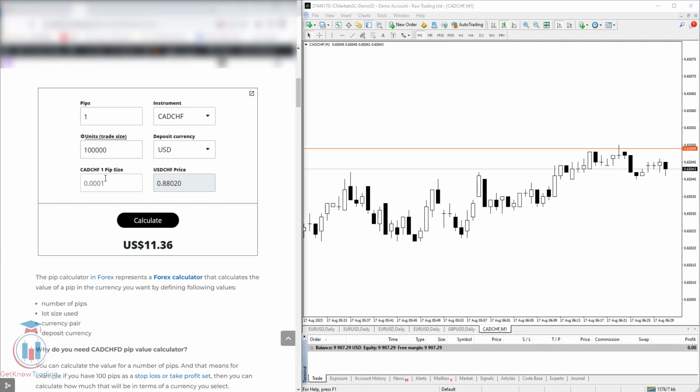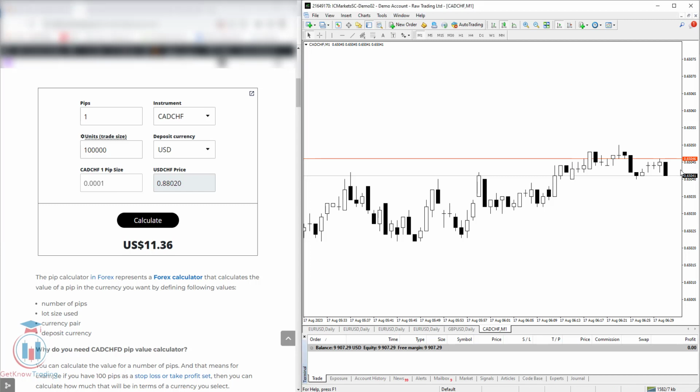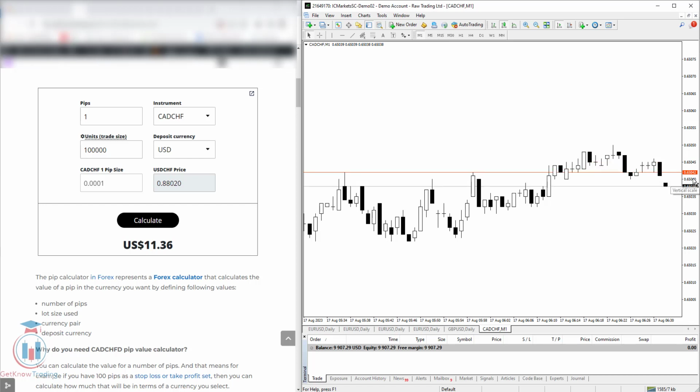Then you have here Canadian CHF 1 pip size, and that means on which decimal point is 1 pip. In my case 1 pip is on the fourth decimal point, and that means if you go here to the trading platform you can see the currency symbol price has 5 decimal points. The 5th decimal point is the number of pipettes, so I'm not counting the 5th decimal point. When you go to the fourth decimal point, that means the number of pips. So this is the same value I got.